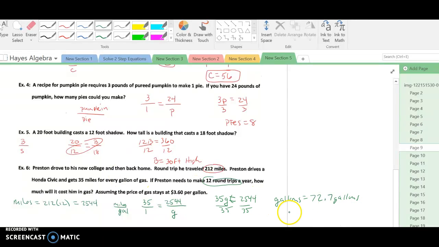Well, if it's $3.60 a gallon, to figure out the cost, all I would do is take the $3.60, multiply it by the 72.7 to get $261.67. That is about what it would cost. Now this is a higher level problem, but it's a real world problem that you'll have to see on a daily basis when you get older. All right.